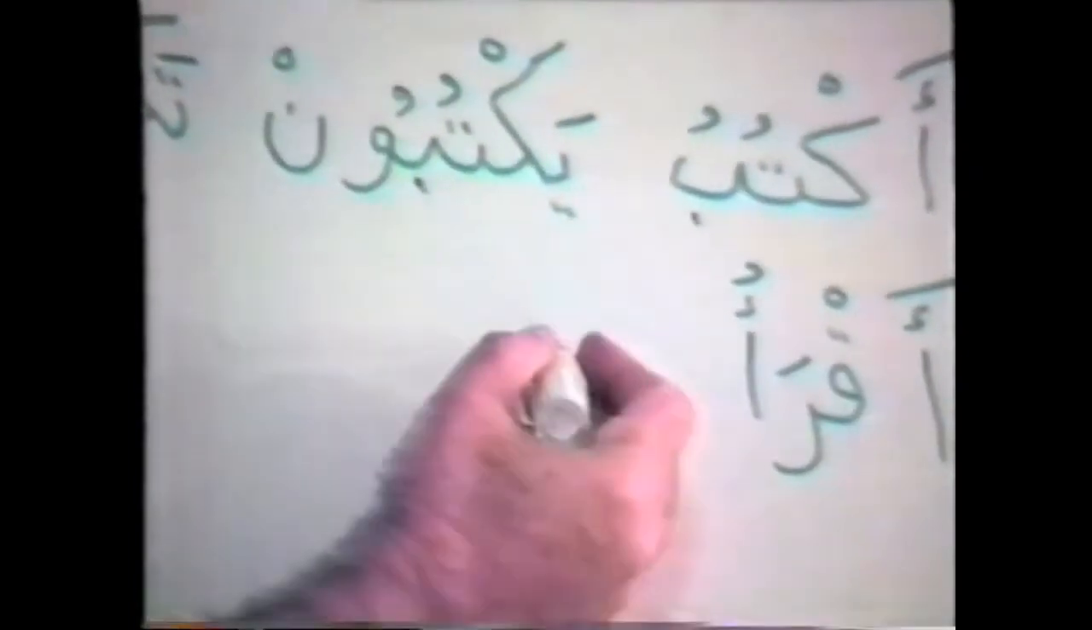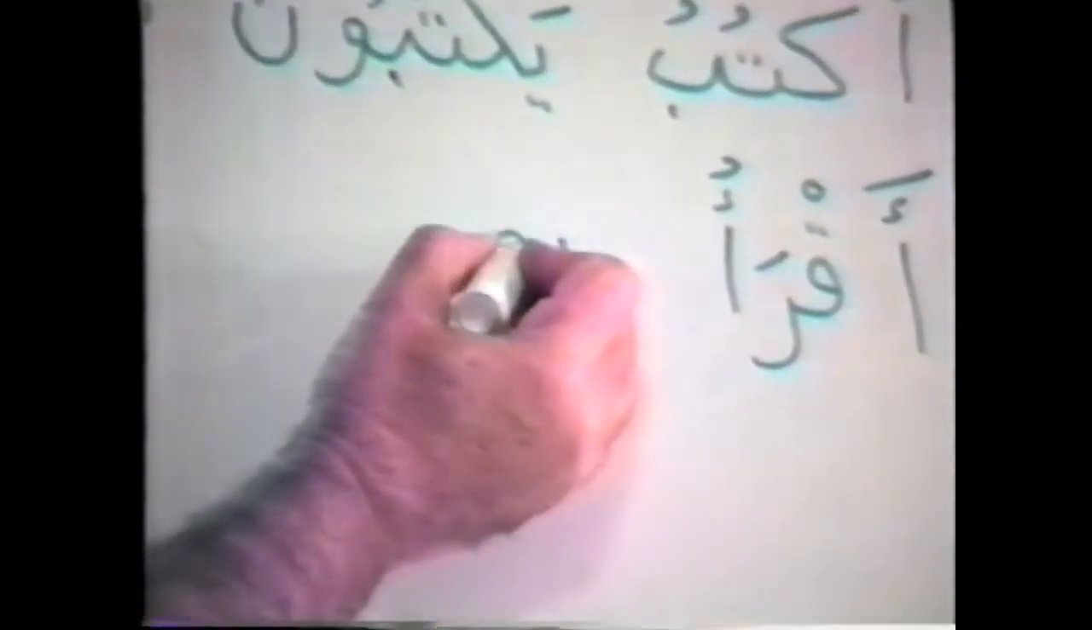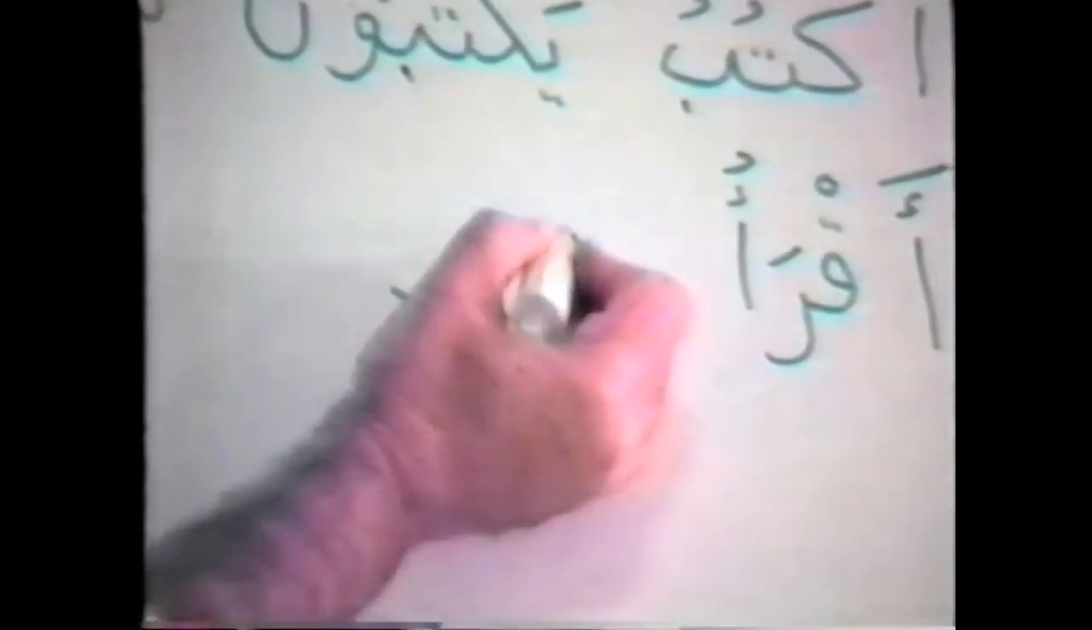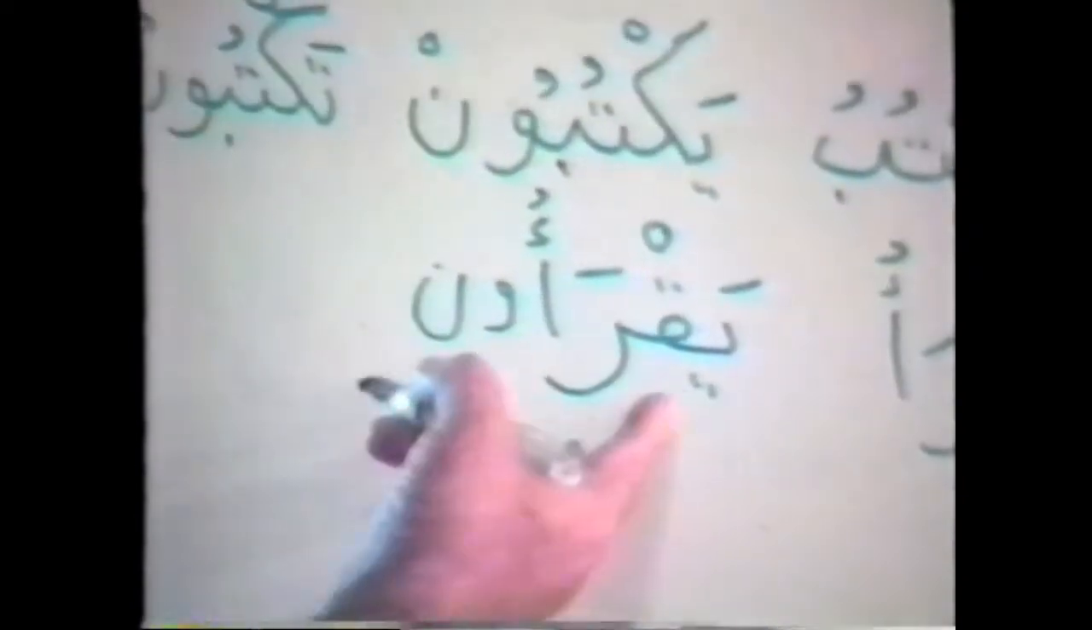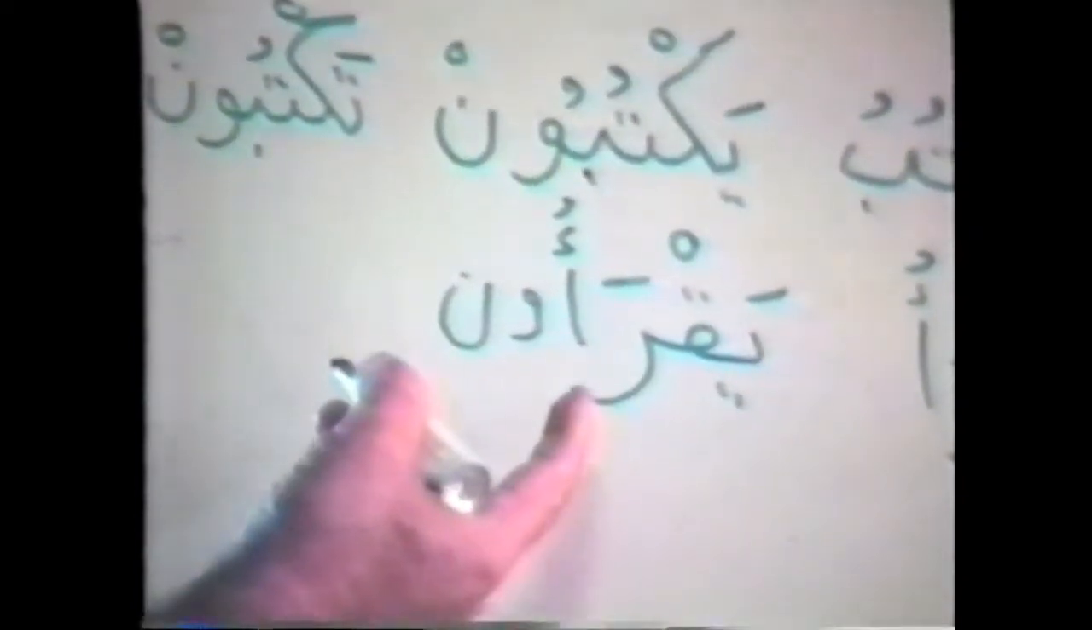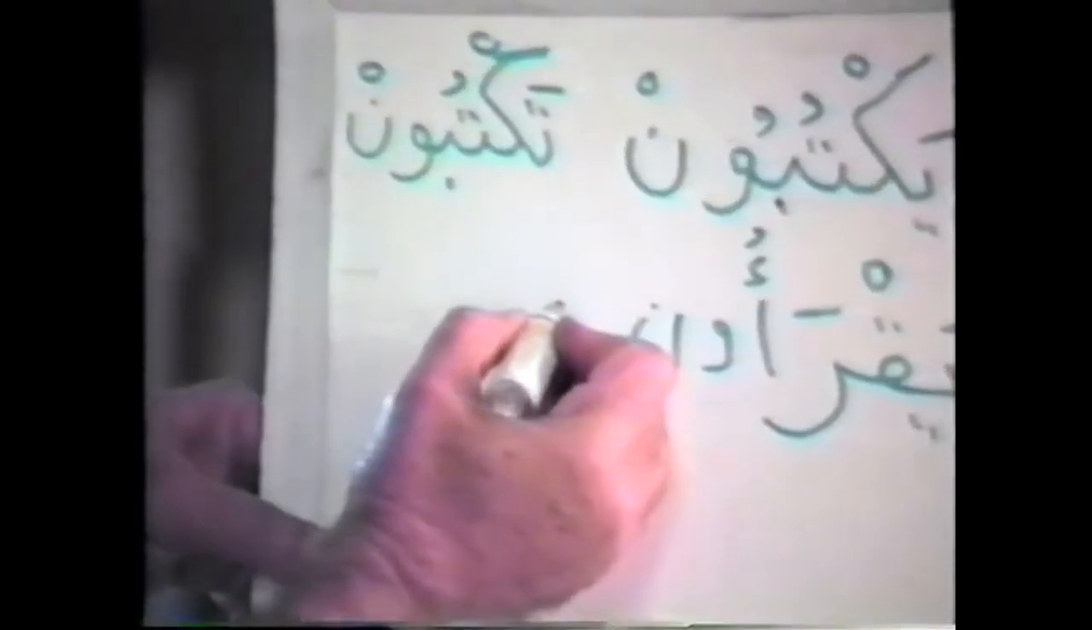Now, the plural for they write is yaktubun. For they read would be yaqra'un. Can you see the similarities? It's very easy. Don't let it scare you at first. Yaqra'un. You see the similarities? This means they read. Now, you read, you plural would be taqra'un.